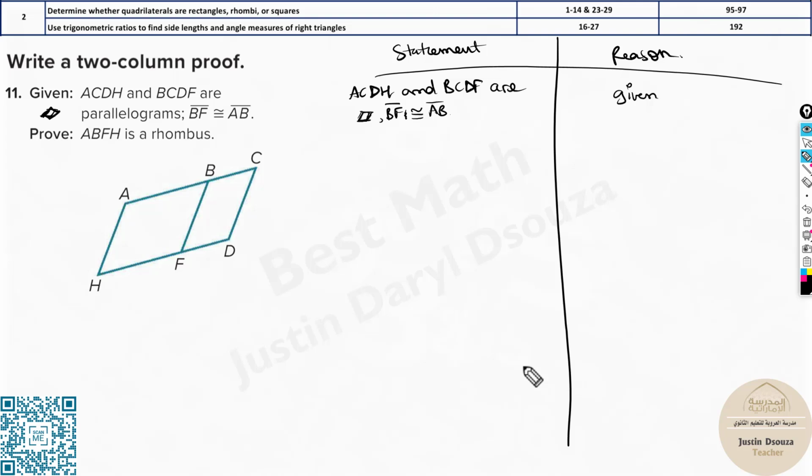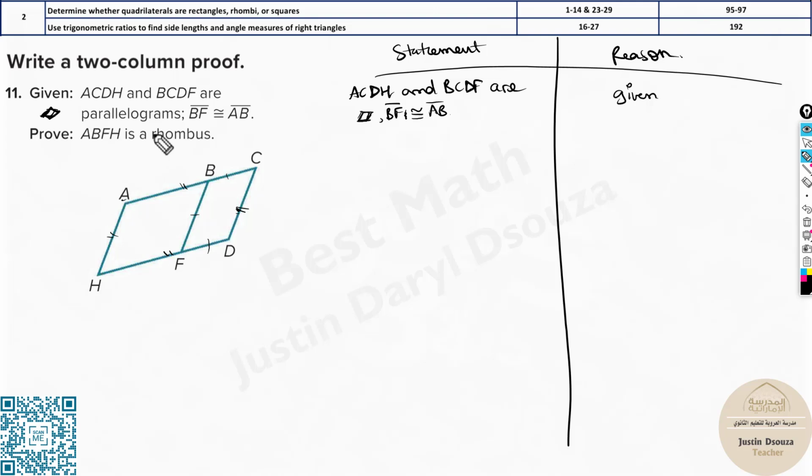So now let's understand what is given. ACDH, that's the entire quadrilateral. And the right side, this quadrilateral BCDF, they both are parallelograms. That means all these opposite sides are equal to each other and parallel to each other. And over here also, they both are equal and parallel, even these two.